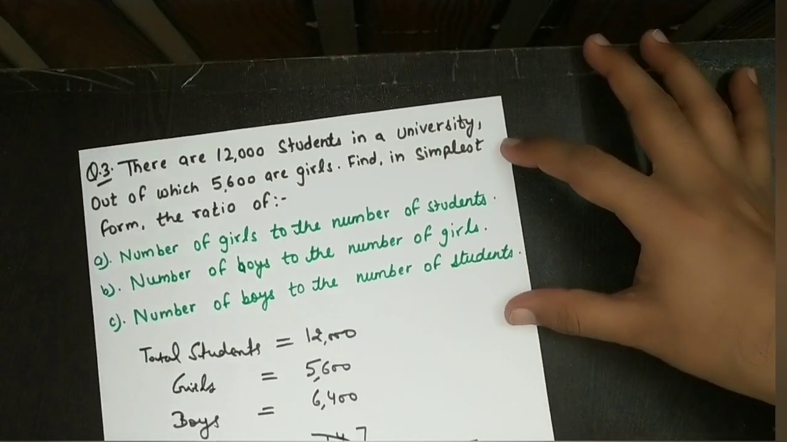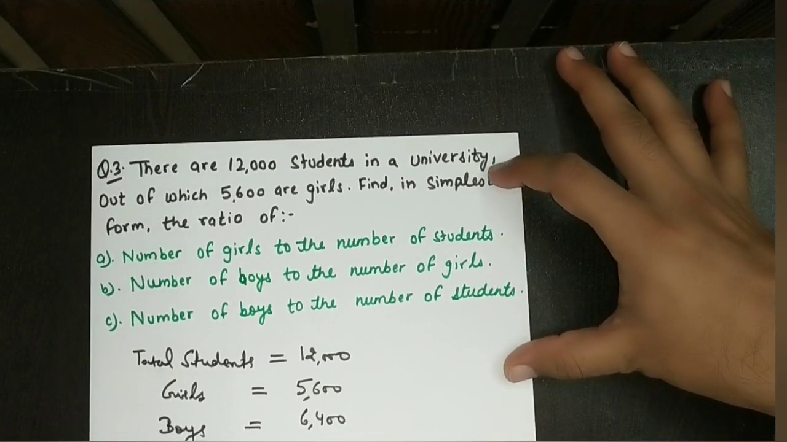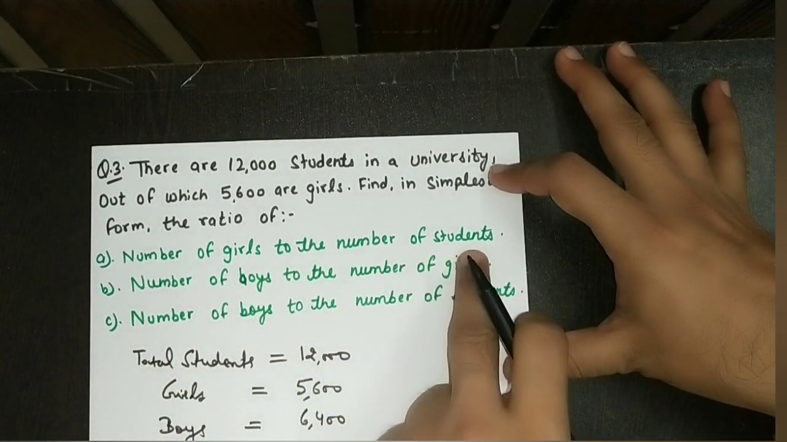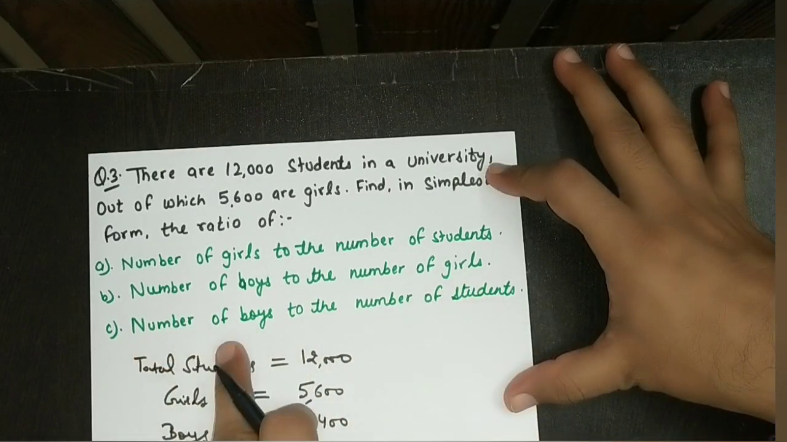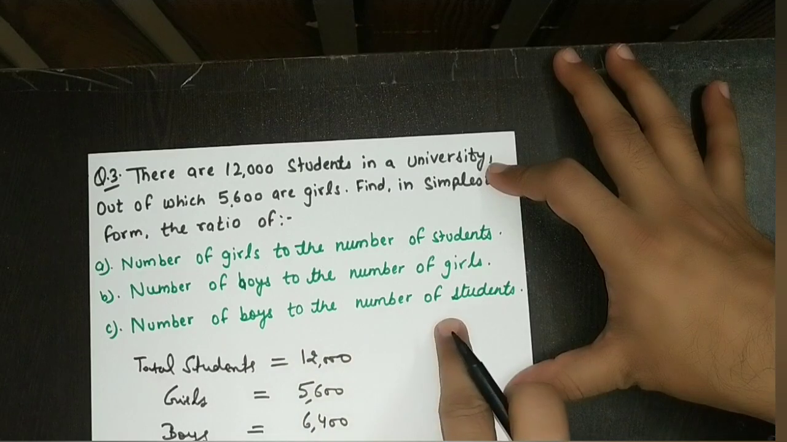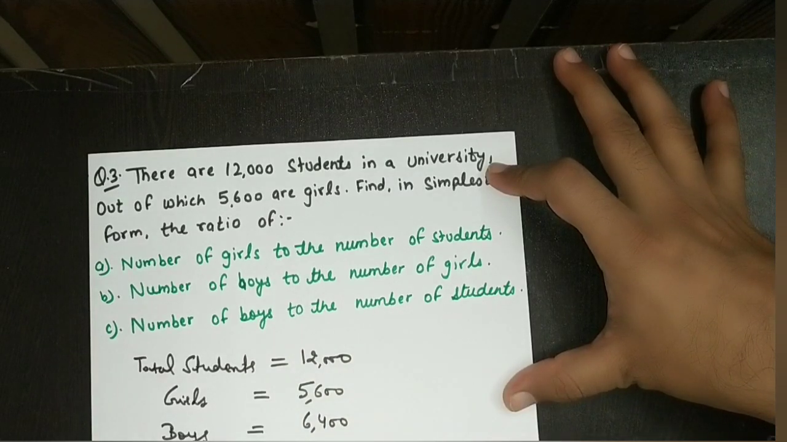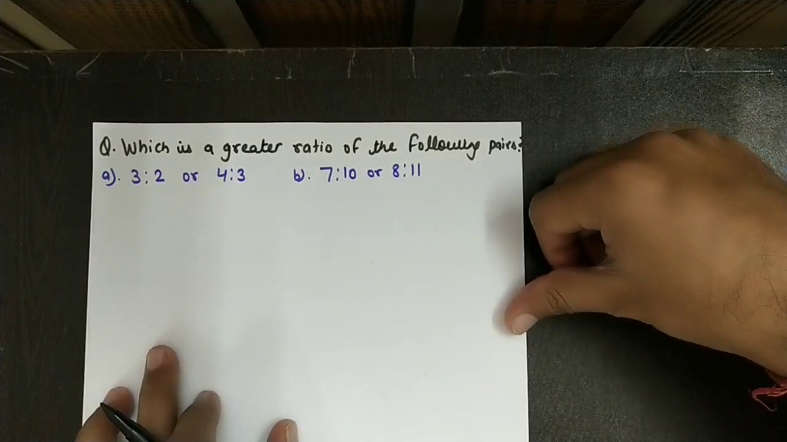So we have found the 3 answers: one for the number of girls to the number of students, second for the number of boys to the number of girls, third for the number of boys to the number of students. Now let's take another question.